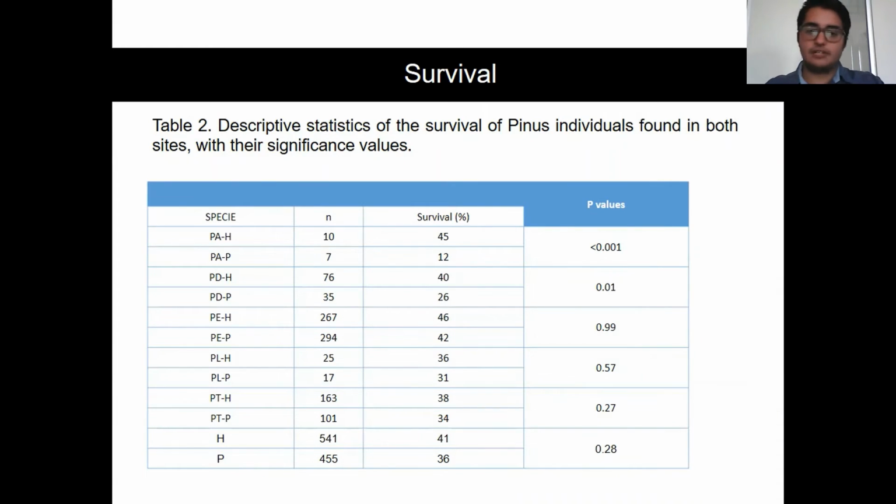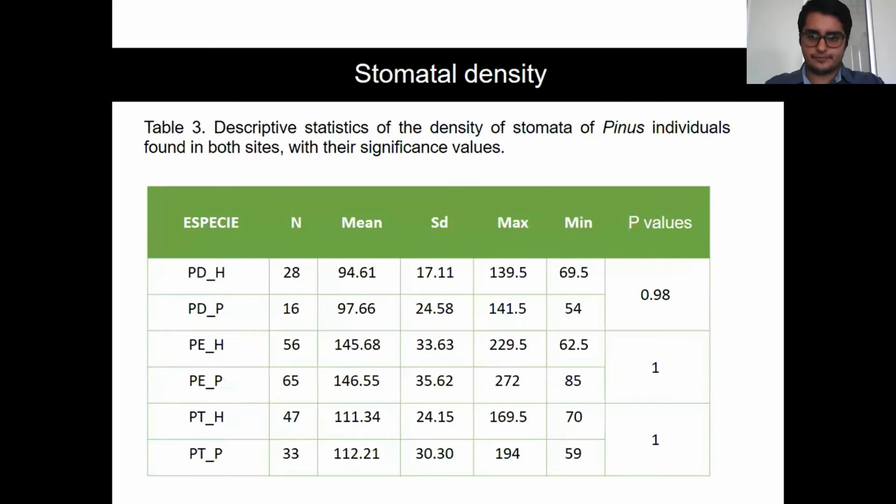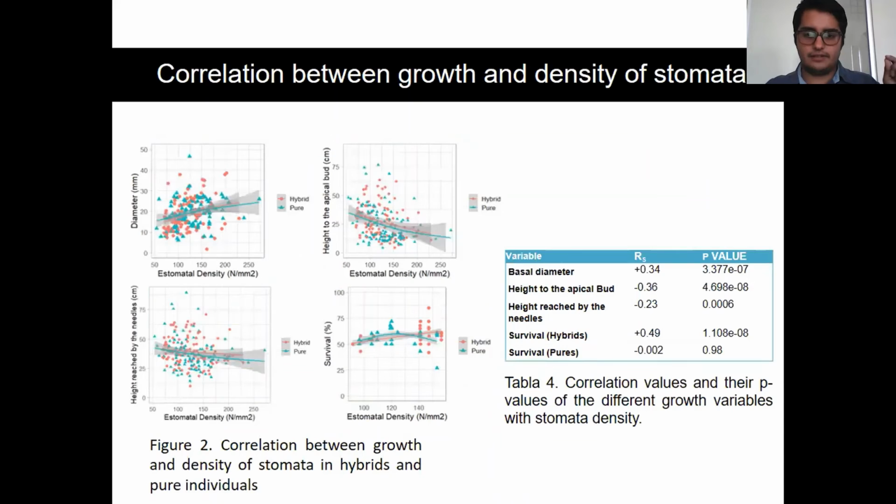One of them is Pinus arizonica, where hybrid individuals show a better survival in field than pure individuals, and in Pinus durangensis this is repeated: we found a better survival in hybrid individuals. Stomata density: we didn't find any significant differences between hybrid and pure individuals of the same species, neither in the full comparison of hybrid and pure as a whole, but we found significant correlations between stomata density and growth parameters.